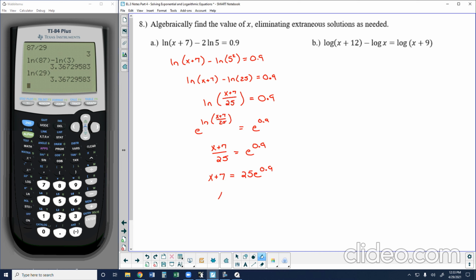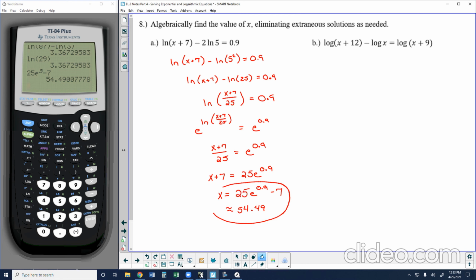And then I would need to subtract 7. So x is going to be equal to 25 times Euler's number to the 0.9 power minus 7. This would be the exact answer for my equation. If I want to find a rounded answer for this equation, I can go ahead and evaluate this expression in my calculator and see that this is going to be approximately, let's round that to 2 decimals, 54.49.